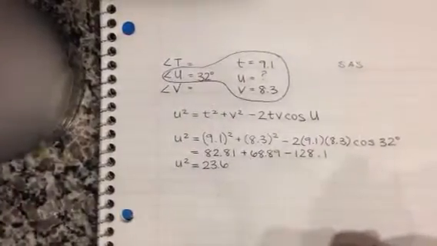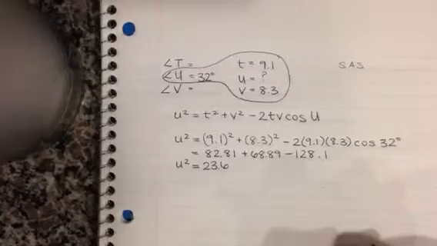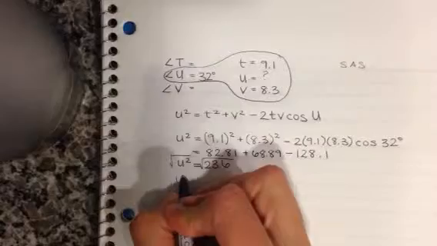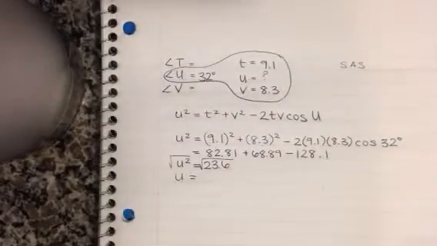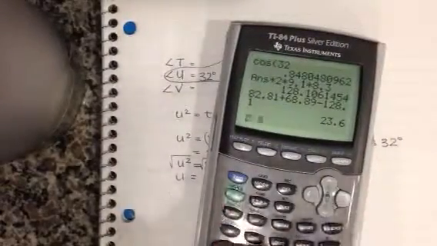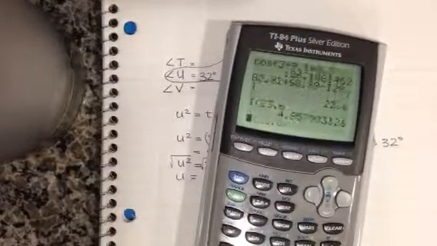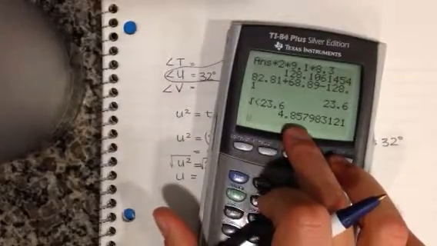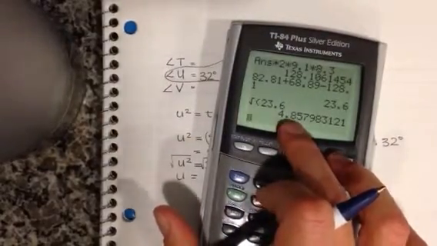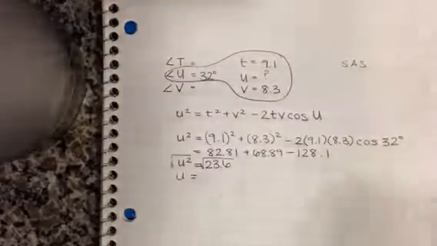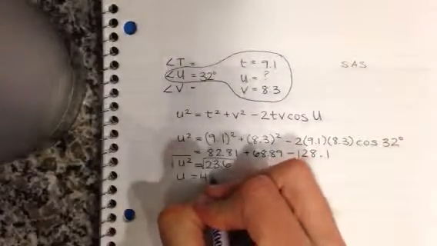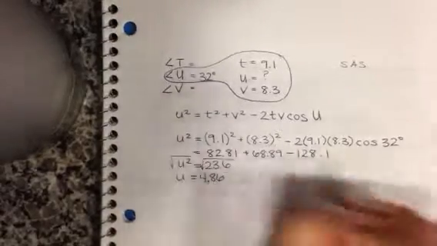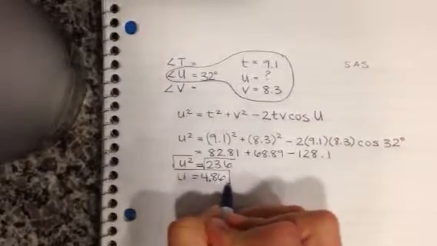But I don't want to know what U squared is, I want to know what U is. So I have to take the square root of both sides. So U equals the square root of 23.6, enter, and I get about 4.9, because it's 4.86 if you round it that much. I'm going to just round it to the first decimal place, so 4.9. Oops. Well, since I wrote that, I guess I'll do 2 decimal places. So this is my final answer, and I found my missing side.